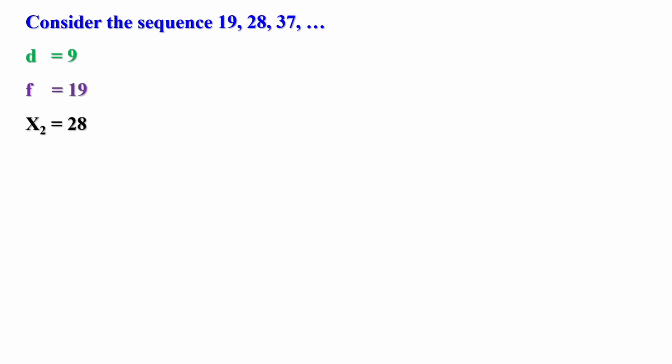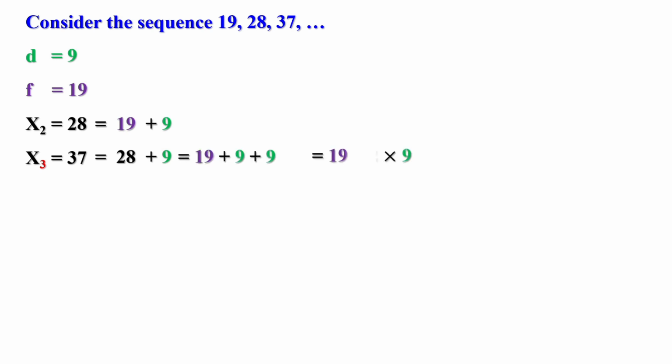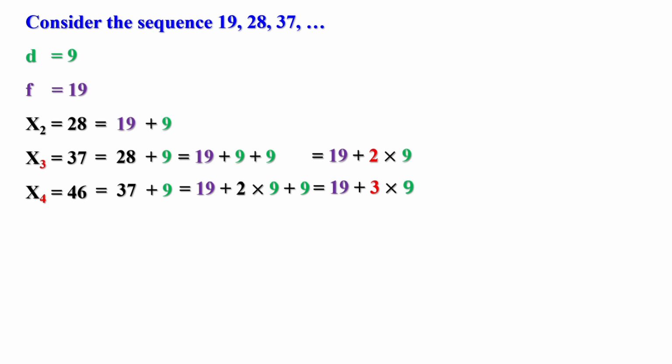We can see the second term is 28, that is 19 plus 9. Third term is 37, that is 28 plus 9, or 19 plus 2 times 9. Fourth term is 46, that is 37 plus 9, or 19 plus 3 times 9. Fifth term is 55, that is 46 plus 9, or 19 plus 4 times 9. You can see the same relation here also.